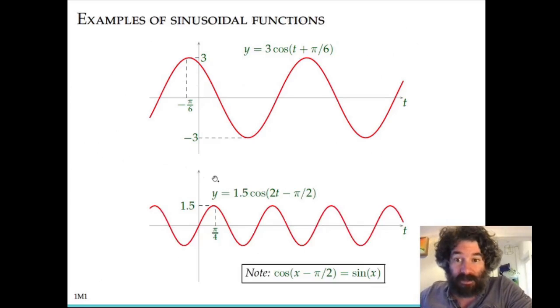And here we have another example of a sinusoidal function. y equals 3/2 or 1.5 times cosine of 2t minus pi over 2. Here, the amplitude is 1.5, means the height of the wave is 1.5. The angular frequency is 2. Note that the oscillation is faster here. And the phase is -pi over 2. And this corresponds with the fact that this peak is shifted over by pi over 4. Note it's pi over 4 rather than pi over 2 because the angular frequency is 2. Okay, so these are some examples of sinusoidal functions.